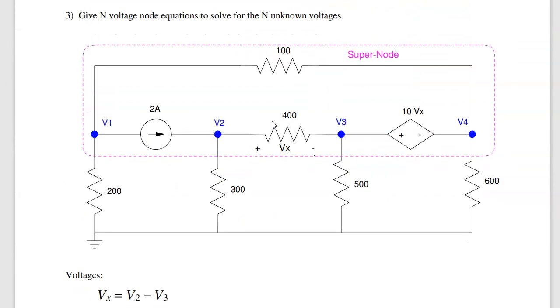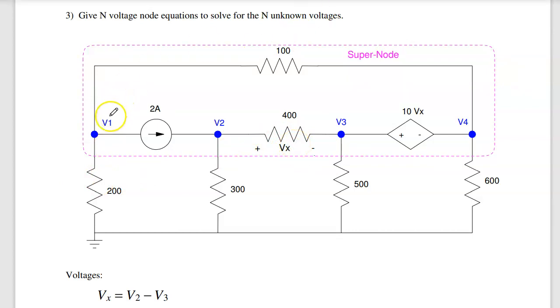Problem 3 is voltage nodes. Write the voltage node equations for this circuit. Start with the easy ones. I know that Vx is V2 minus V3. I know that 10Vx is V3 minus V4. That's my first two equations. I need a total of 4 equations plus Vx. I need 5 equations for 5 unknowns. That's 2 of them. Write 3 more.